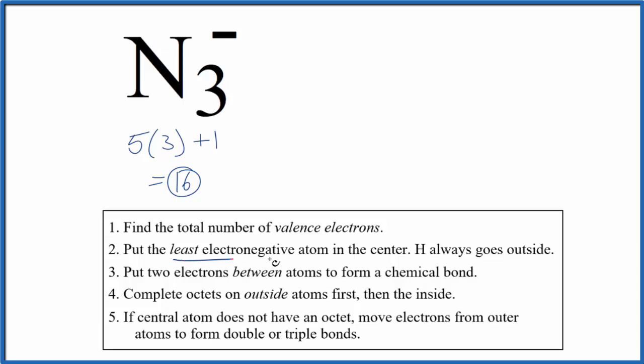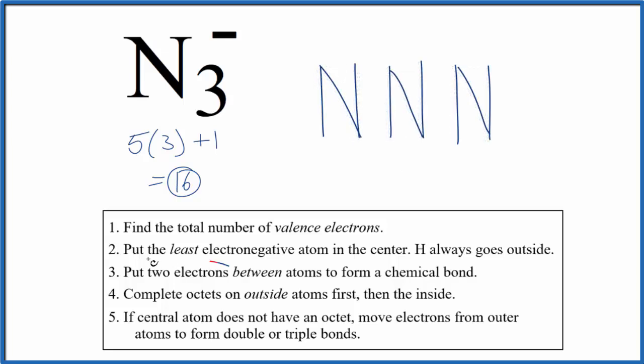Normally we put the least electronegative atom in the center, but here they're all nitrogens, so let's just put 3 nitrogens in a row. Next we'll put a pair of electrons between atoms to form the chemical bond. So far we've used 4, we have 16 total valence electrons for the N3- Lewis structure. Now let's complete the octets on the outside atoms first. So we've used all 16 valence electrons.